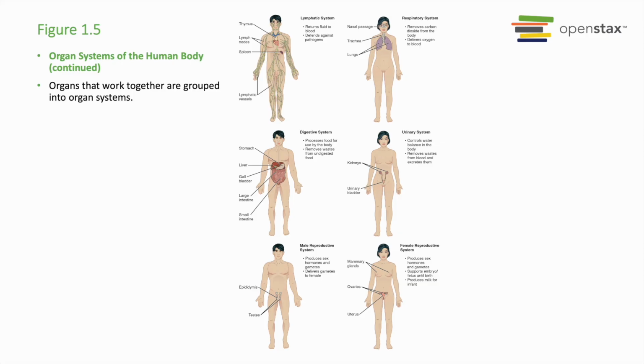The male reproductive system includes the two testes within the scrotum, as well as the epididymis, which wraps around each testis. The female reproductive system includes the mammary glands within the breasts and the ovaries and uterus within the pelvic cavity.